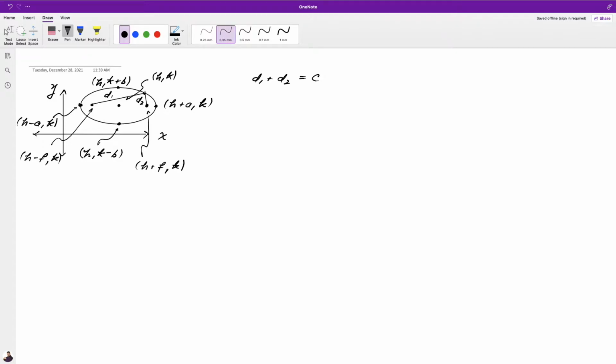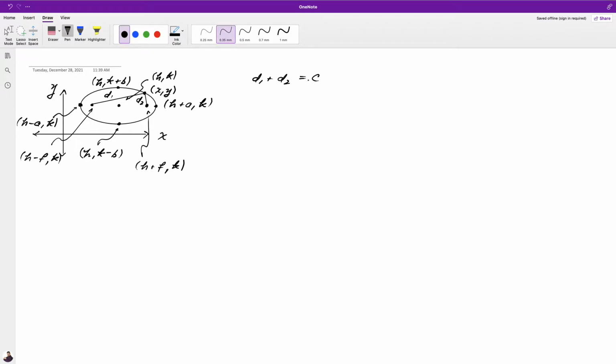So it doesn't matter where I put this point. I can put this point anywhere on the ellipse. d1 plus d2 will always equal c. So we're going to call this point x, y, and x comma y represents any point on the ellipse.